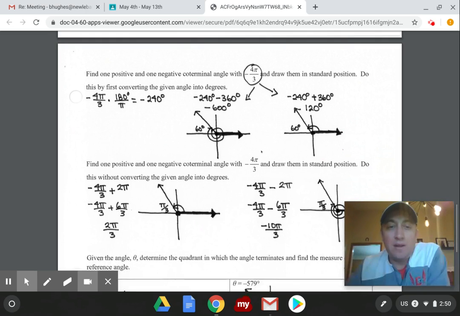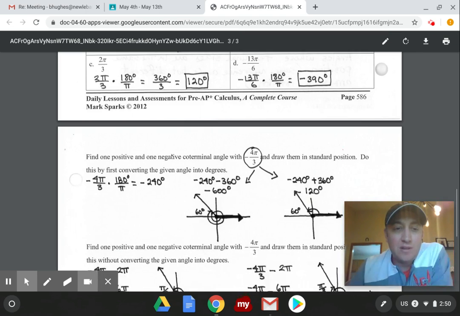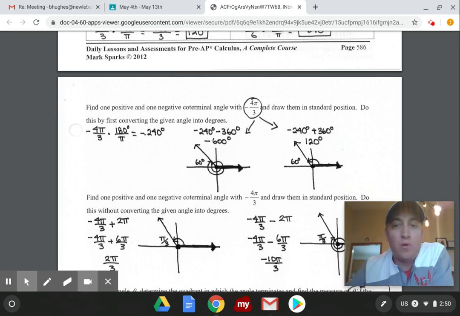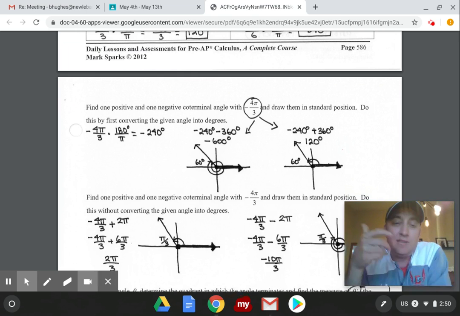All right, so same thing on the last one. We have some options here. It says instead of degrees, finding a coterminal angle, we want to find one positive and one negative coterminal angle, but they're giving it to you in radians. So the easiest thing to do to find coterminal angles with radians is to go ahead and convert it to degrees, and then you could add or subtract multiples of 360.